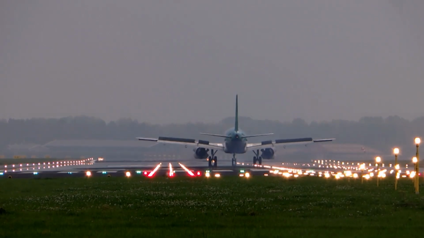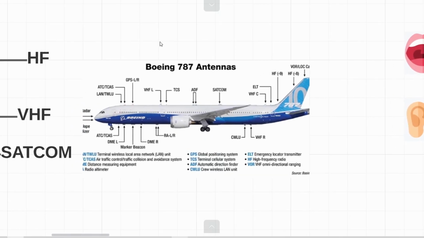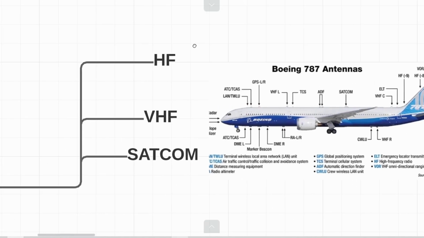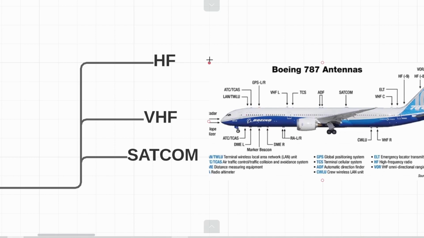So here we can see a Boeing 787 antenna. Basically, the antennas can be divided into three different types: high frequency antennas, very high frequency antennas, and SATCOM. I'll be describing these antennas in detail in upcoming steps.